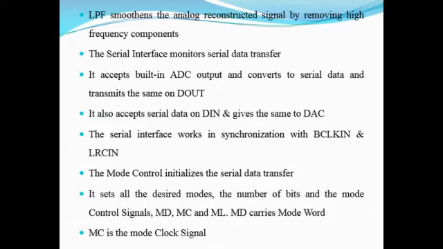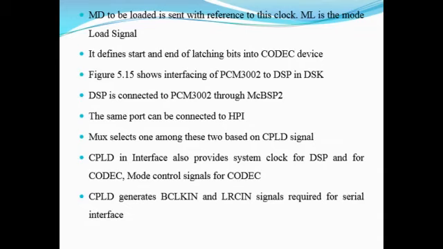MC is the mode clock signal, and MD, the data to be loaded, is sent with reference to this clock. So it is a reference signal sent, and ML is the mode load signal. So whatever we want to load using this, we are going to use ML, which is a load signal. Then it defines the start and end of the latching bits into a codec device. So normally when we go with a process, we have a start and an end. So here we use it in a codec device which defines the start and end of the latching bits depending on these two signals we have highlighted here as MD and ML.